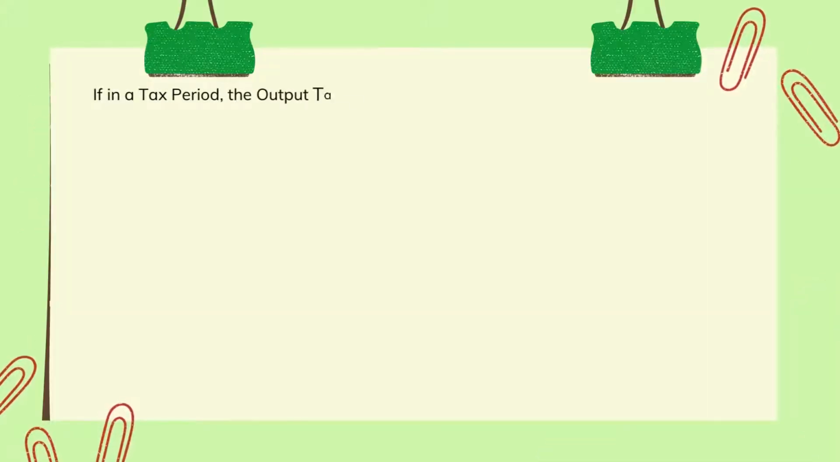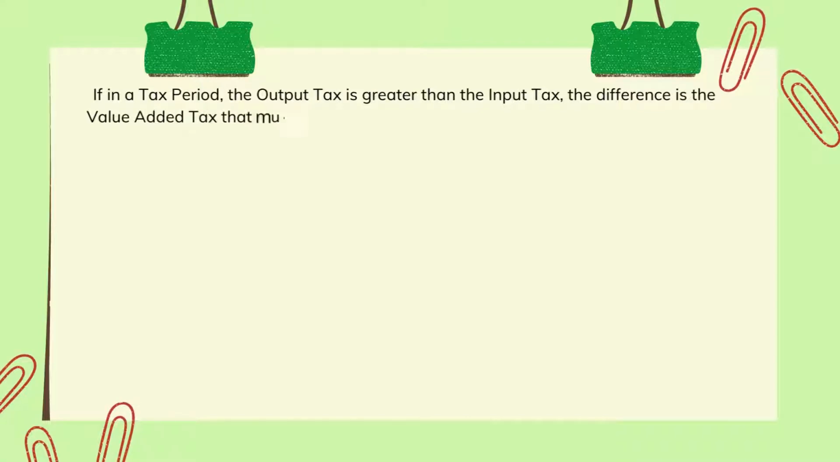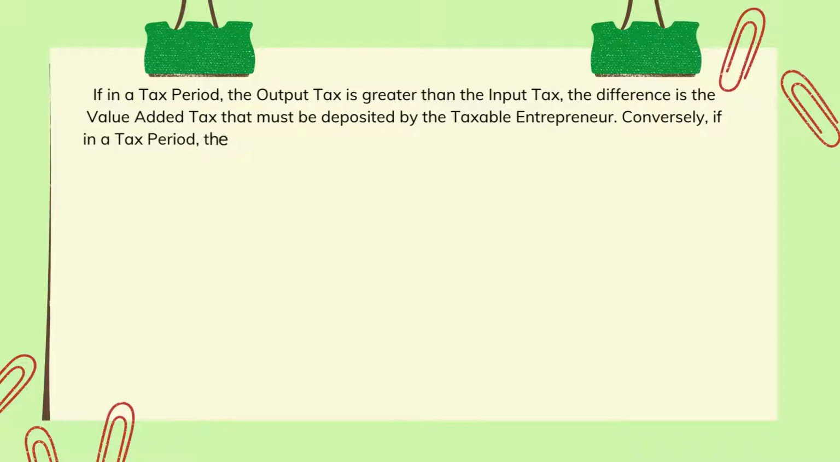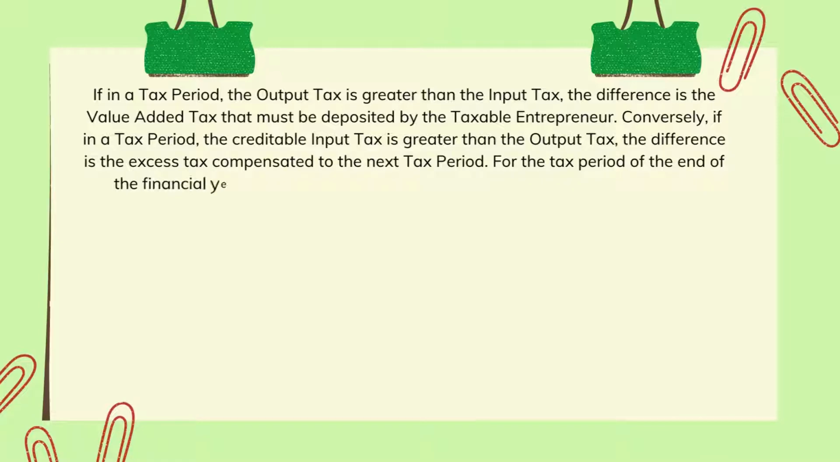If in a tax period the output tax is greater than the input tax, the difference is the value-added tax that must be deposited by the taxable entrepreneur. Conversely, if in a tax period the creditable input tax is greater than the output tax, the difference is the excess tax compensated to the next tax period. For the tax period at the end of the financial year, taxable entrepreneurs can apply for a refund of tax excess.